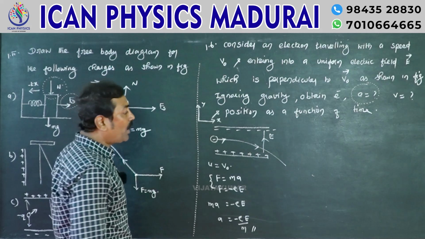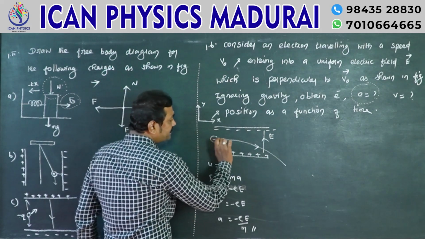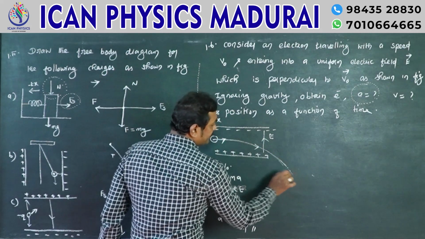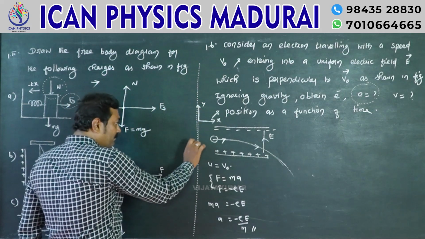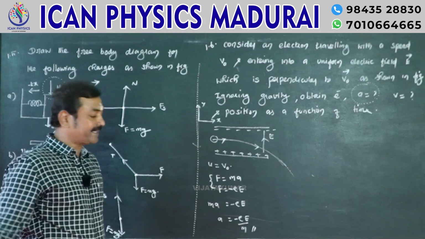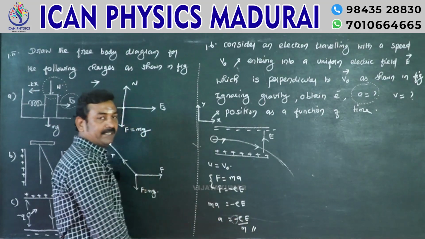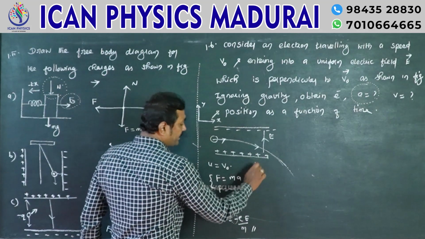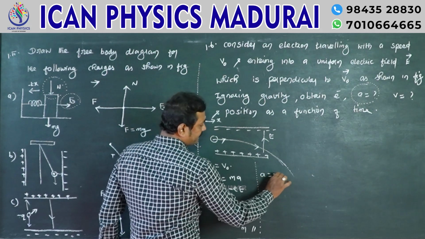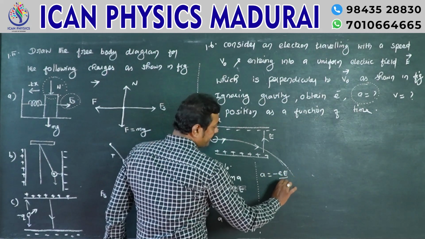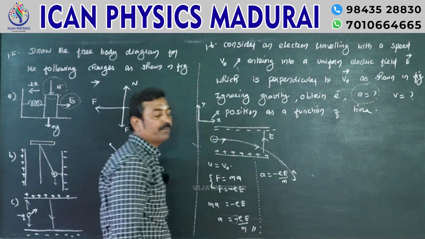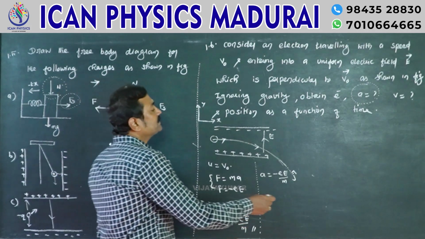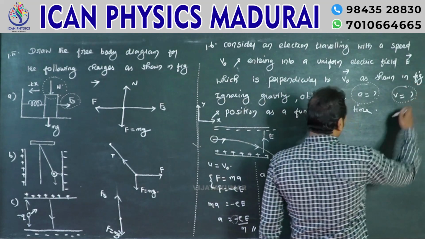Now what about the direction? The velocity is taken along the x-axis, and the electron moves in the downward direction, which is the y-axis. The negative sign shows that it moves along the negative y-axis. So the acceleration equal to minus eE by m into j cap. Why do we put j cap? Because it moves along the y-axis.